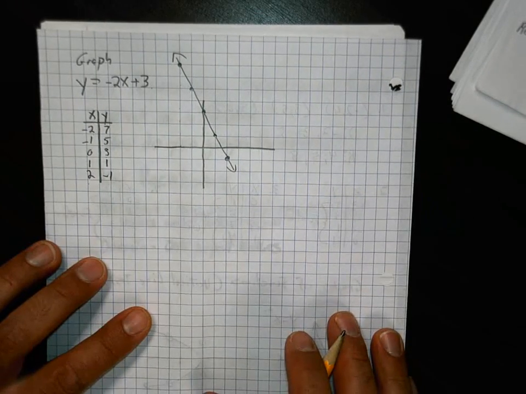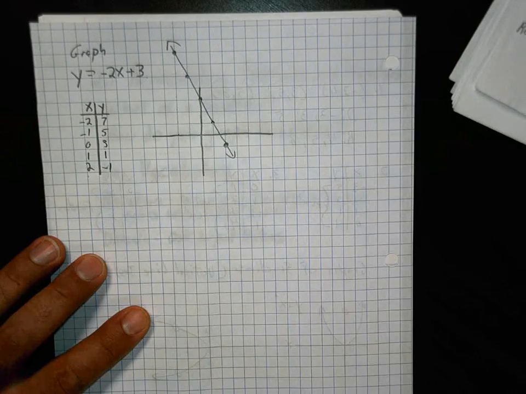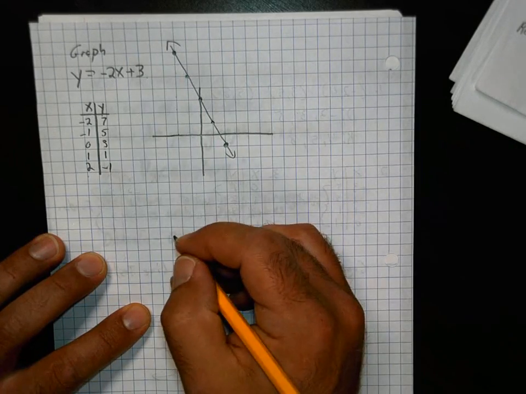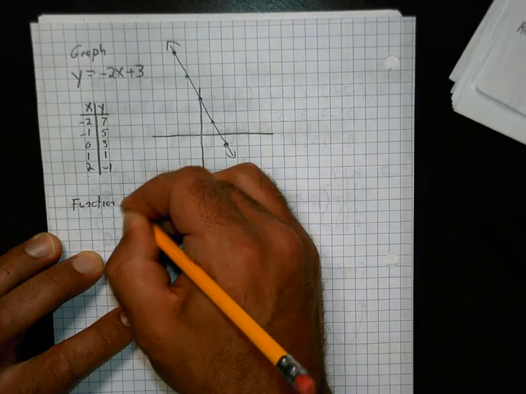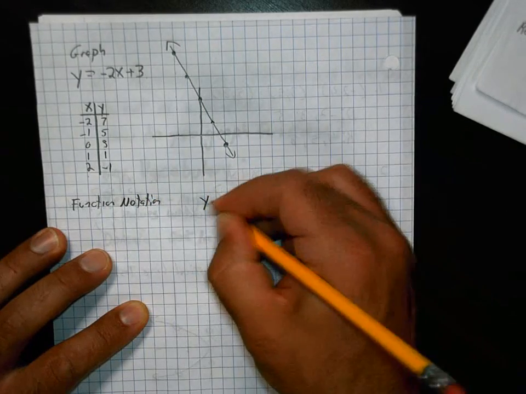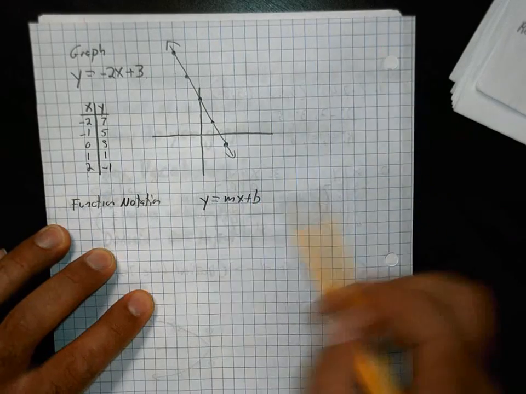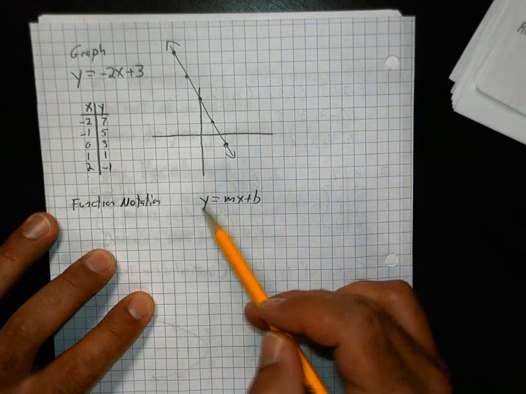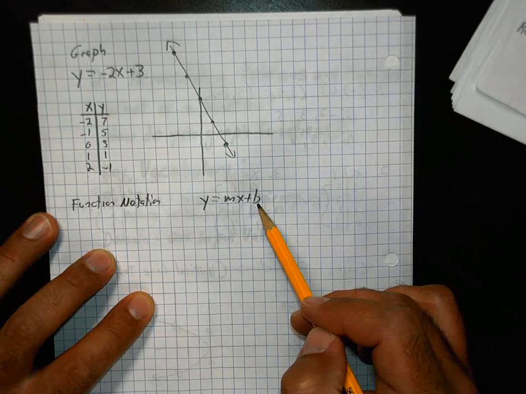Okay. In this section, they also talk about function notation. So we're used to this: y equals mx plus b. We've seen that before. This is slope-intercept form of a line. The m is the slope, the b is the y-intercept.